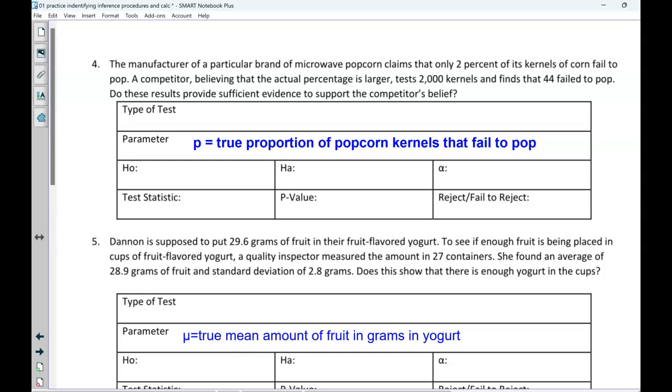So the variable of interest is the proportion of kernels that fail to pop. So either they pop or they don't pop. So that would be a categorical variable. And since it's only one sample, it would be a one proportion z-test.